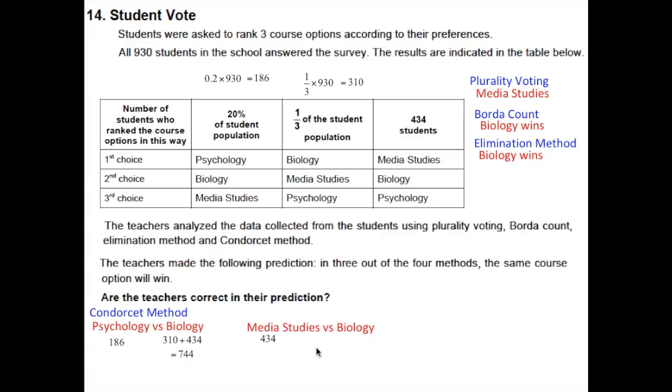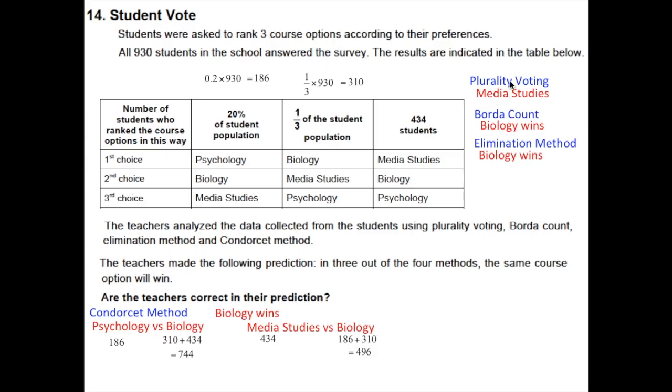Media studies versus biology. Because biology won, I'm not going to compare psychology to media studies, because it's already lost. So biology is the winner. I'm going to compare media studies to biology. So biology is preferred here, biology is preferred here, media studies preferred here. So 434 for media studies. For biology, 186 plus 310, which is 496. Biology wins. Biology won here and here, they win overall.